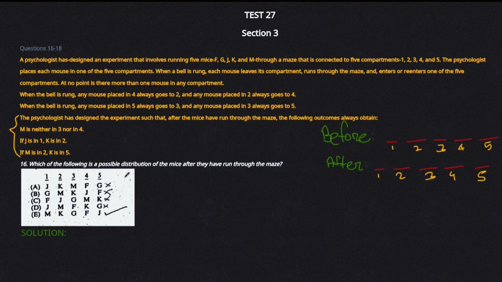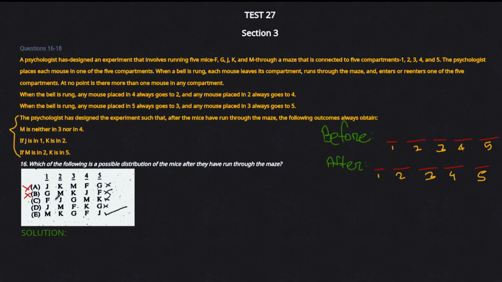So let's just see. With option A, we have J, K, M, F, and G. Let's go through the conditions. M is neither in 3 nor in 4. We see that it violates the first one. M cannot be at number 3. So cross, it cannot be A. Option B, G M K J F. Now with the last one, if M is in 2, K is in 5, we see M is in 2, but K is not in compartment 5. So this one is crossed out as well.